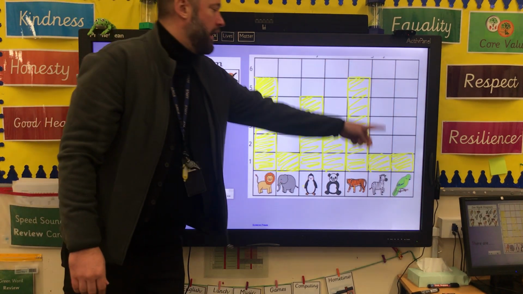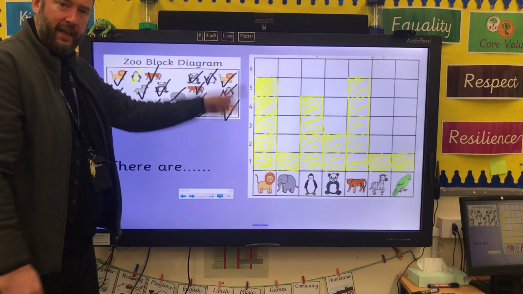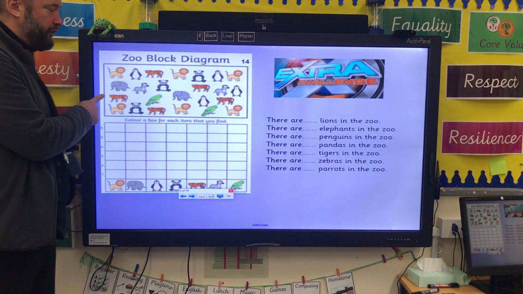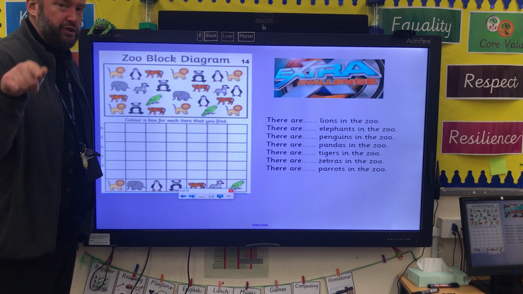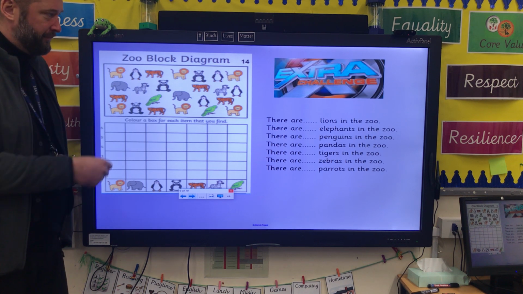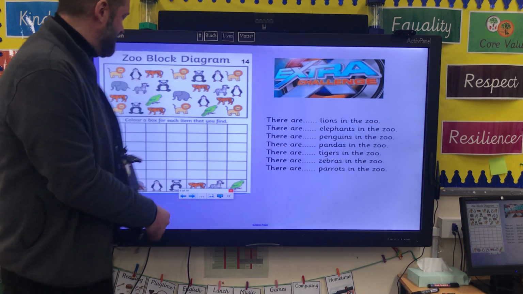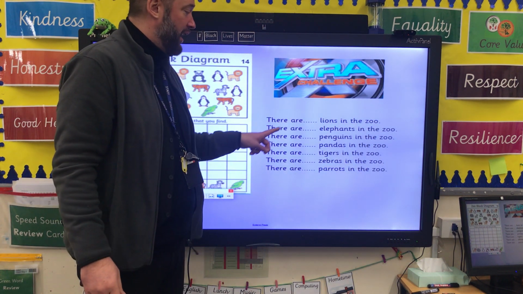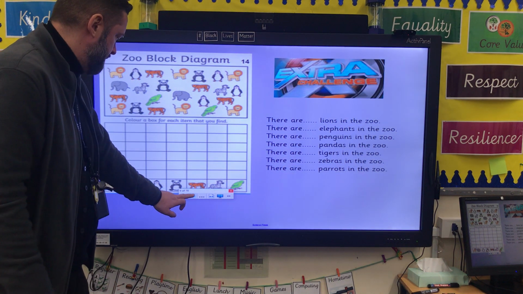Now if you look at this block diagram, it shows the information much more clearly than the pictures, doesn't it? Right, your turn now. You've got some data, okay, animals in the zoo. It's different to mine, so you can't just copy mine. I've changed it, okay? You've got to represent it, you've got to make a block diagram. For an extra challenge underneath your block diagram, you could write a sentence for each bar. There are lions in the zoo. There are elephants in the zoo. In your neatest handwriting.